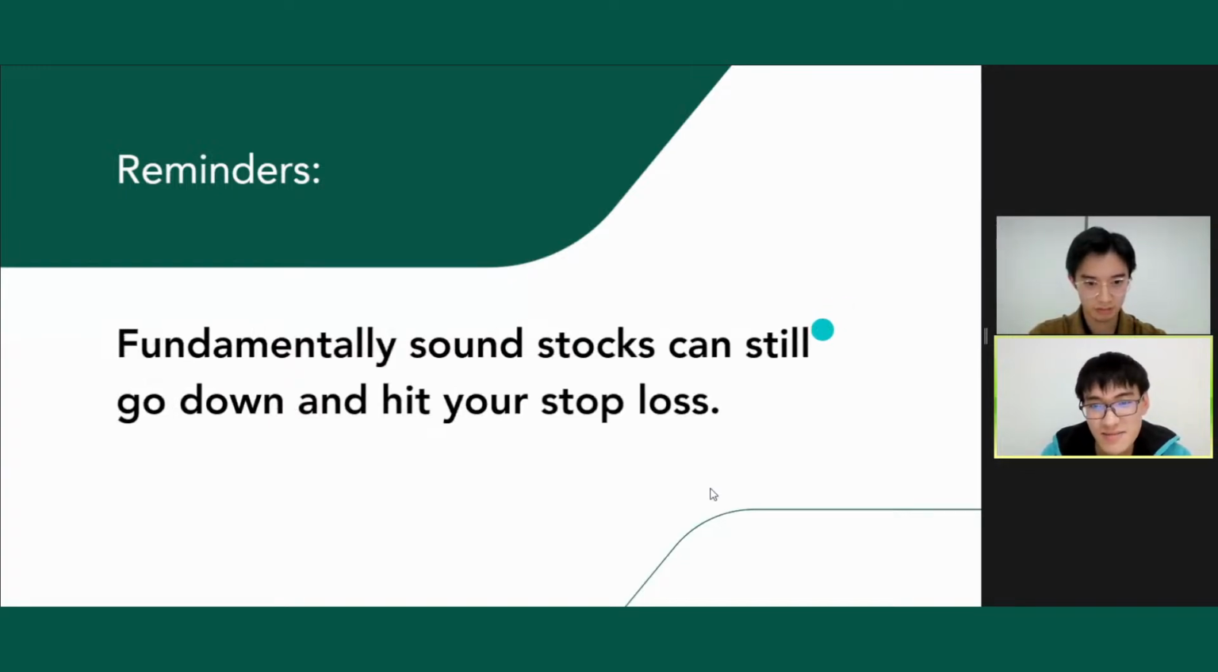Fundamentally sound stocks can still go down and hit your stop loss. Like, for example, SM. Even though it's a blue chip, if it hits your stop loss, you gotta exit, because no matter how fundamentally sound the stock is, if you're trading it and it hits your stop loss, you get out. That's how it works if you're trading. This is different from long-term investing, which is a different approach. But if your objective is really just trading, like following the trend, then once it hits your stop loss, no matter if it's Jollibee, SM, Ayala, whatever fundamentally sound stock, you gotta get out.